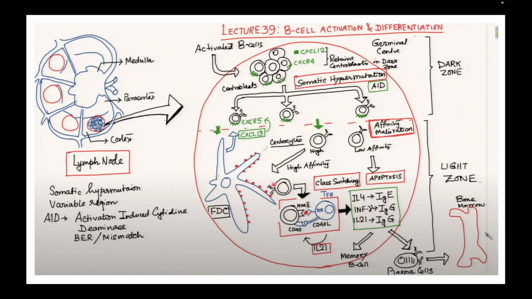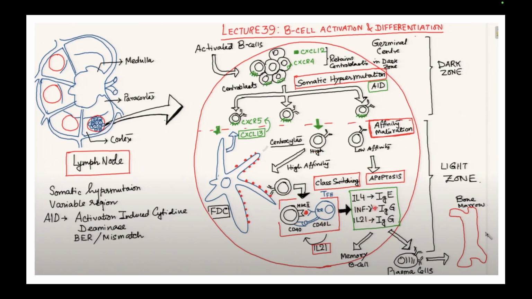Now when the high affinity ones are selected, they interact with the follicular dendritic cell which is present here in the light zone. These high affinity cells interact with the antigen presented on these follicular dendritic cells. After that, there is another process also happening. Along with this interaction, they also interact through the MHC II molecule with the T follicular helper cells, which after interaction secrete IL-21, which allows them to undergo class switching.